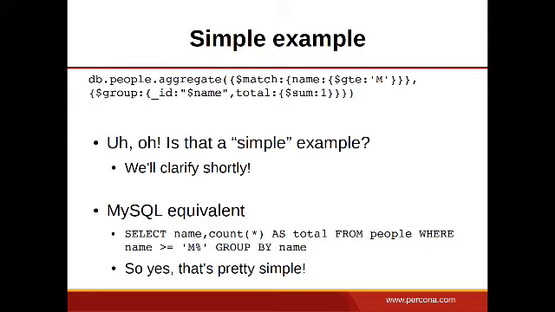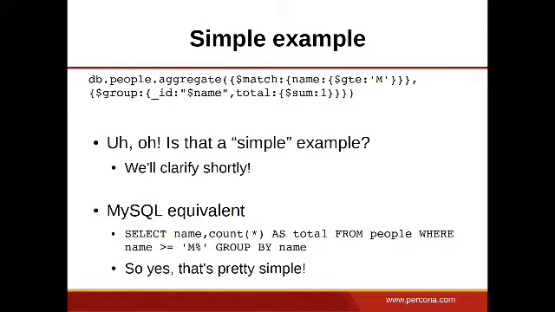If you look at this example, you may think, that's not easy at all because the syntax is so complex. But actually, if you look at the MySQL equivalent at the bottom of the slide, it is still quite simple. What we are doing here is that we want to select all the different names that we can find in the people collection, all the names greater than m, and then for each name we want to know the number of people we have. So actually that's a pretty simple query.